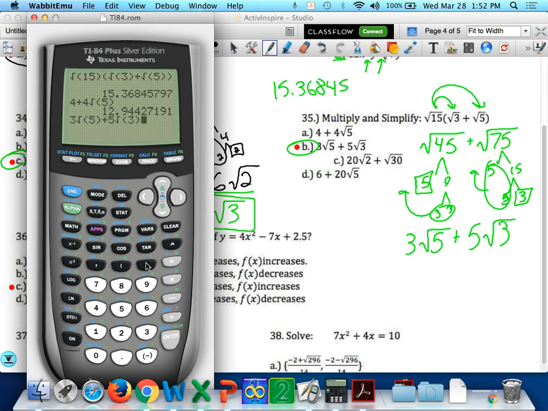You can do this from the get-go, or you can do it like I'm doing now to check your answer. This is what I think the answer is, and if it's the right answer, it should match this ugly decimal. And it does, down to the T. It matches it perfectly. So B is in fact our answer. We checked it to make sure.